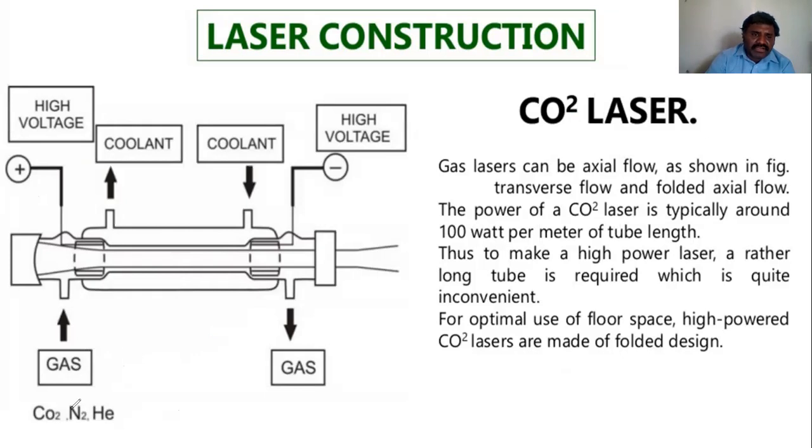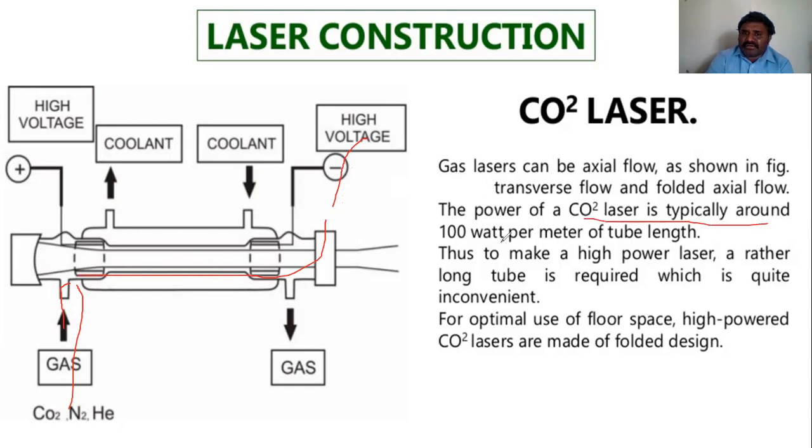We know that one gas flow can take place here. Here, with the transfer of flow and folded into axial flow, axial flow can take place here. The power of a carbon dioxide laser is typically around 100 watts. So what happens? This axial flow takes place with a high voltage.